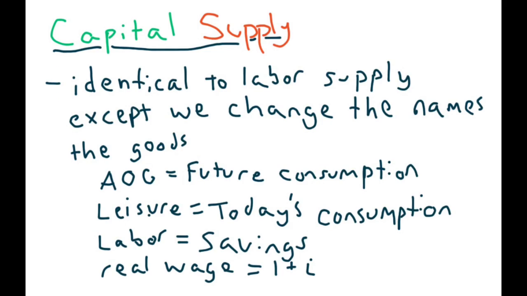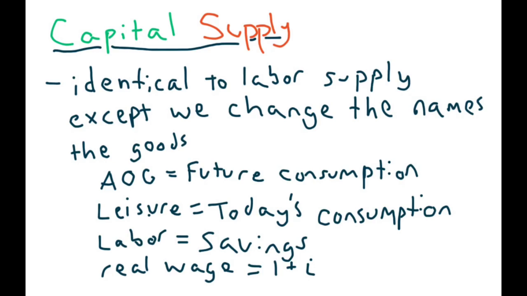So now we had a capital supply model we also studied in class, and it's in chapter 22 in the book. It is literally completely identical to the labor supply model. You just change the name. So all of the goods becomes future consumption. Leisure becomes today's consumption. Labor is savings.